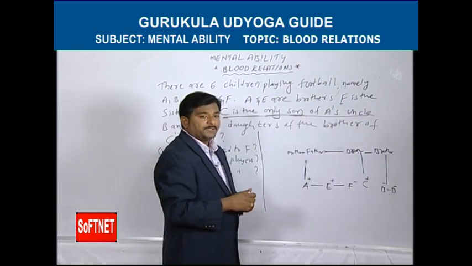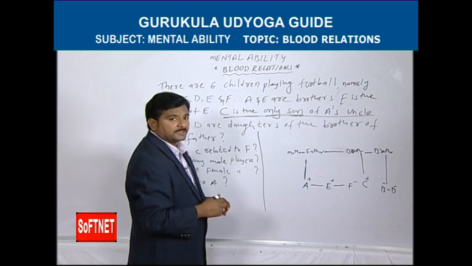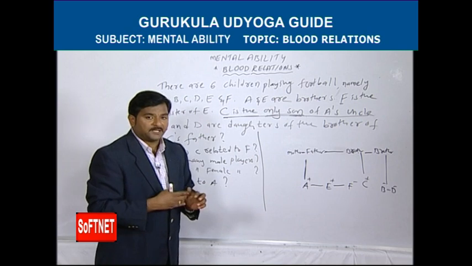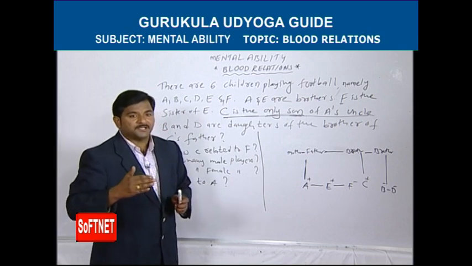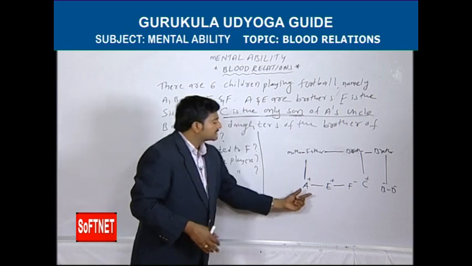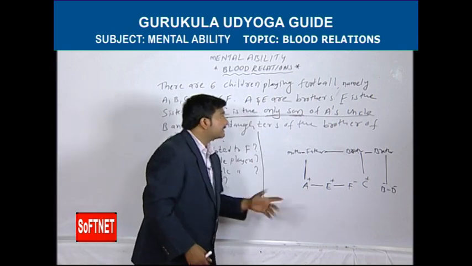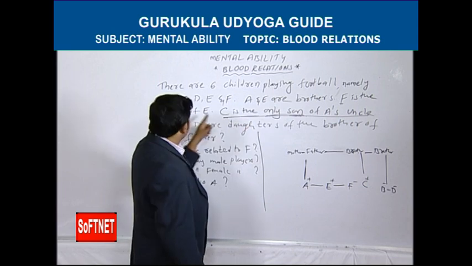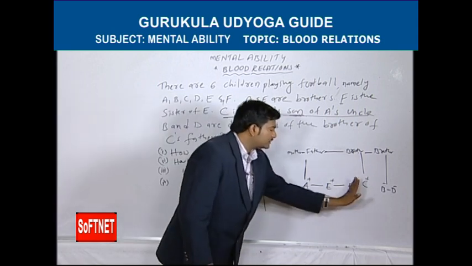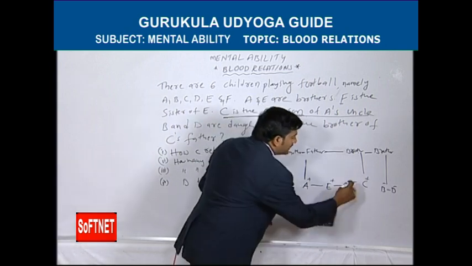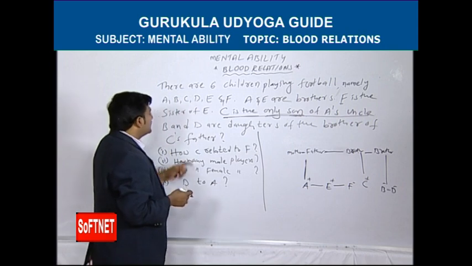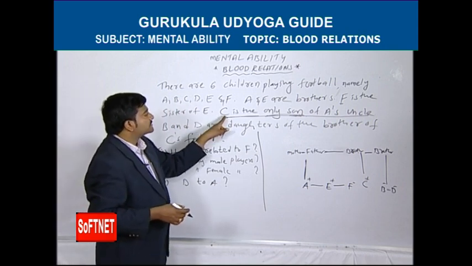I repeat this condition once again. How many are playing? 6 children are playing. Namely, who are they? A, B, C, D, E, F, up to F only. A and E are brothers, no issue. F is the sister of E, no issue with that also. Now the issue is with only these two steps.